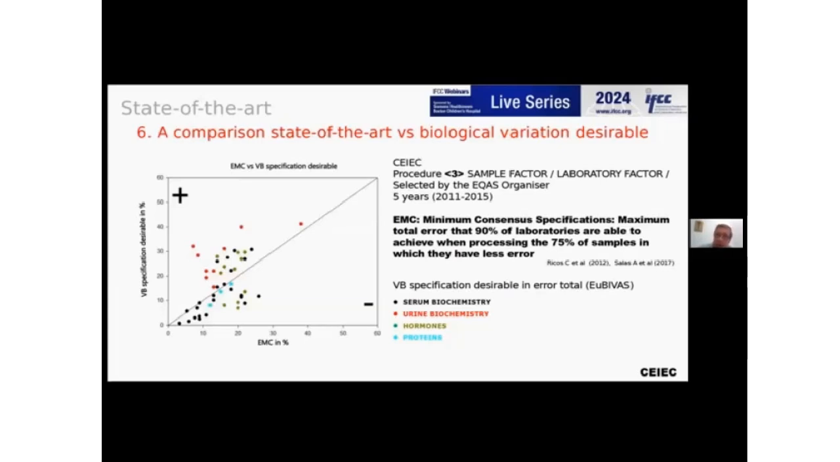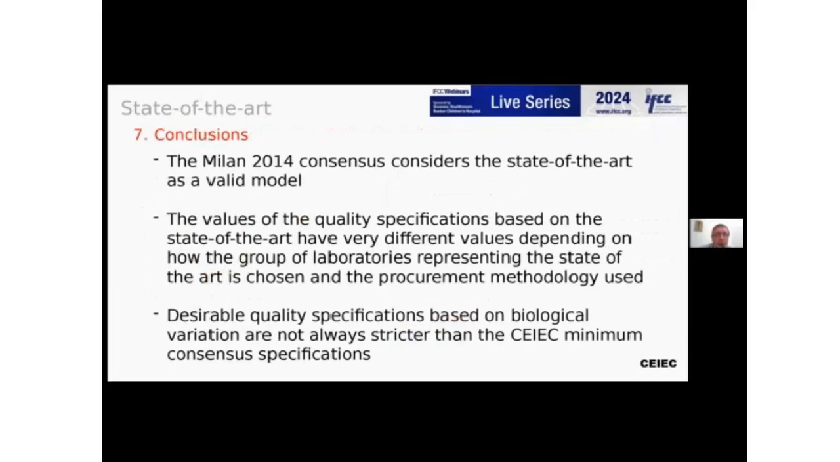As conclusions, I would like to propose the following. First, the Milan Agreement also establishes the use of the state of the art as a valid model with the perspective of being flexible. Second, different quality specification values obtained from the state of the art will depend on the model used and will depend on the group of laboratories used as a reference. And talking about the state-of-the-art quality specifications without saying how they were obtained doesn't make much sense.